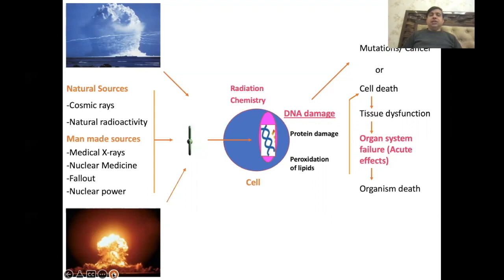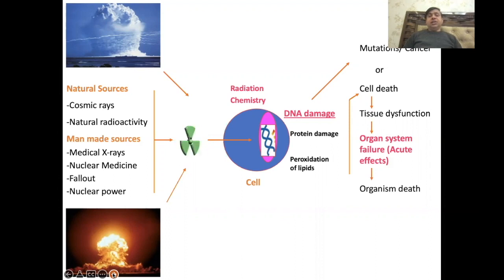Apart from that, there are man-made sources, which constitute the second type and contain two subcategories. One is planned sources. Planned exposures are basically occupational in nature, for example medical X-rays and nuclear medicine, that is, the use of radioactivity for therapy and diagnosis.